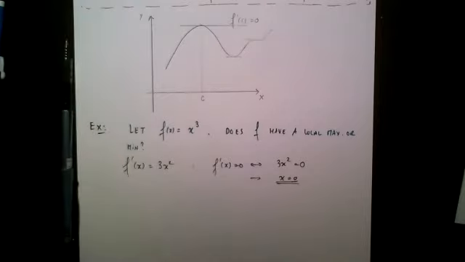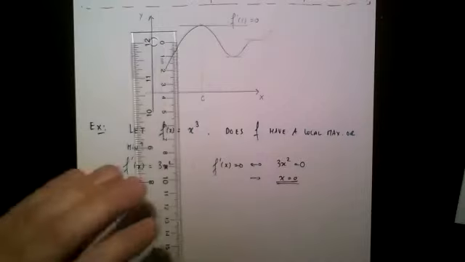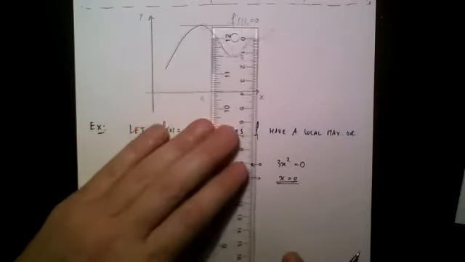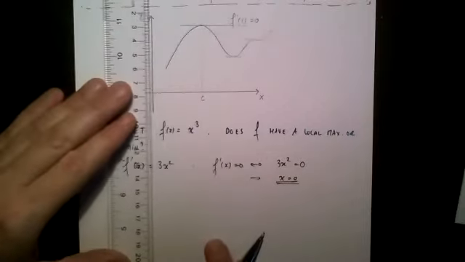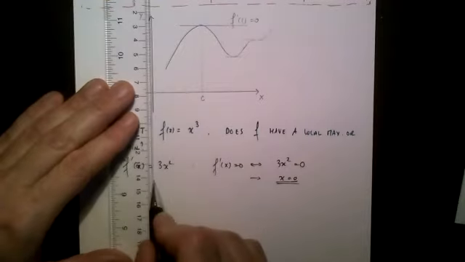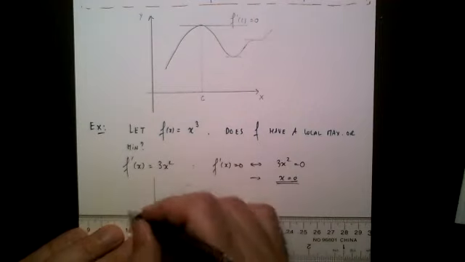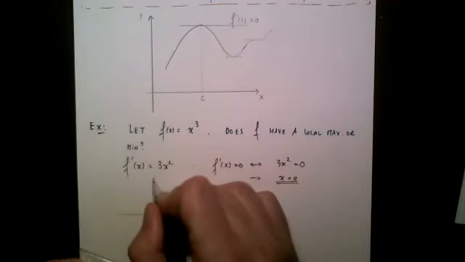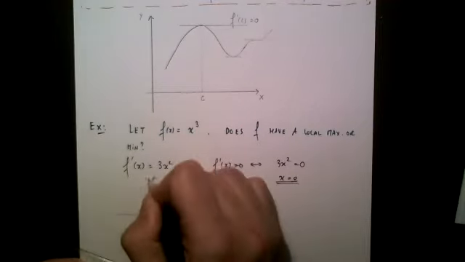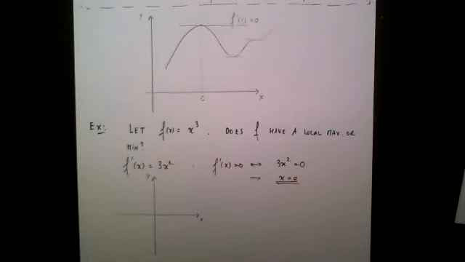Okay, so let me draw the graph. Do you know what the graph of x cubed looks like? It has three curves. Three curves? Two curves. It looks like this.